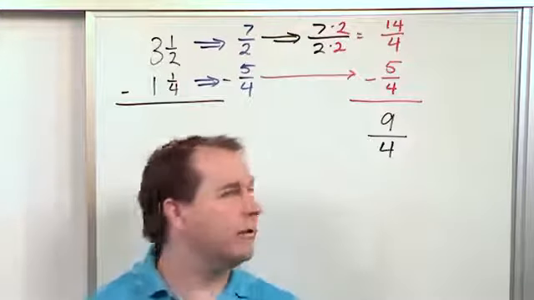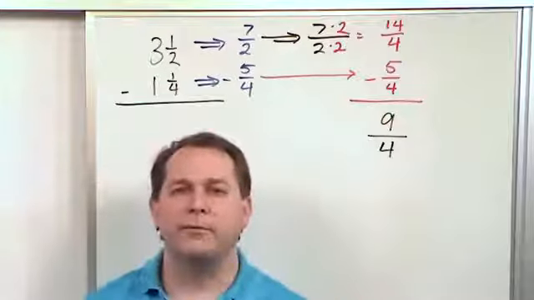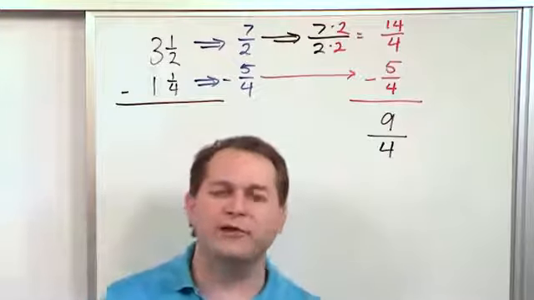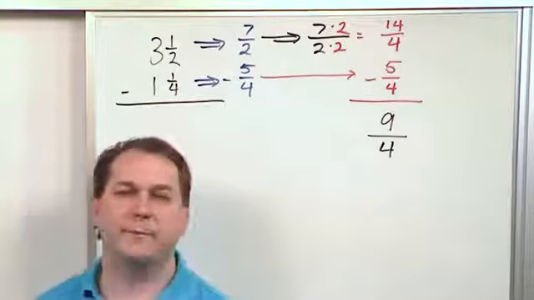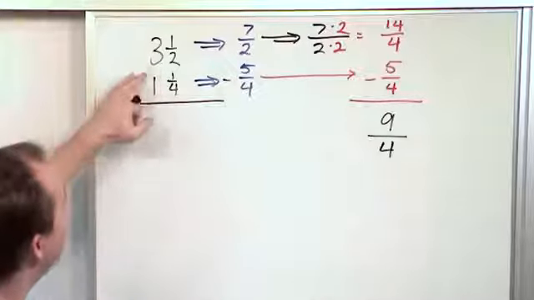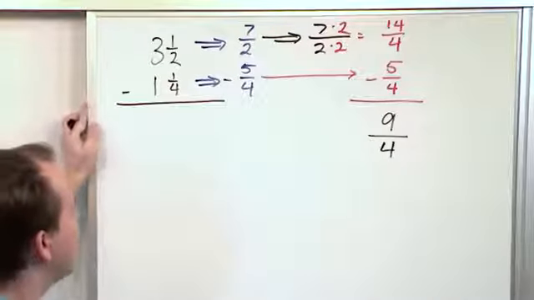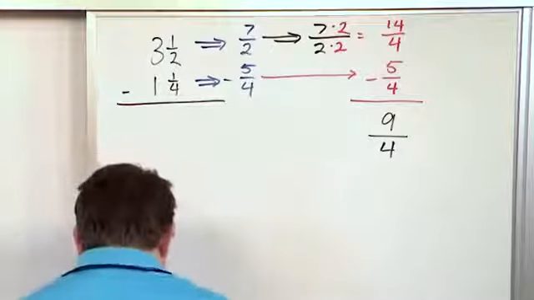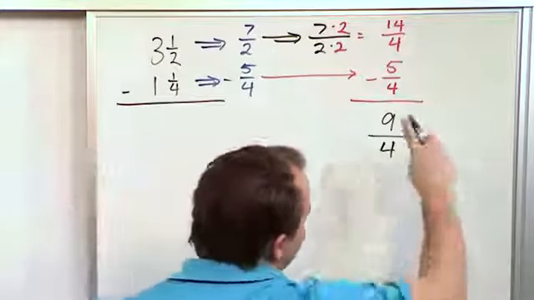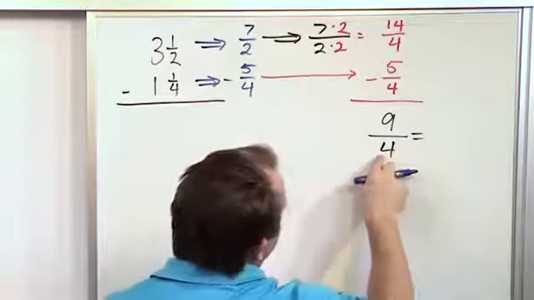make it simpler. But we also notice that this is an improper fraction. So when you have an improper fraction, you almost always want to convert it back to mixed, especially since your problem was given to you as mixed number subtraction. So if we want to convert this back to mixed, how do we do it? We just divide 4 into 9.